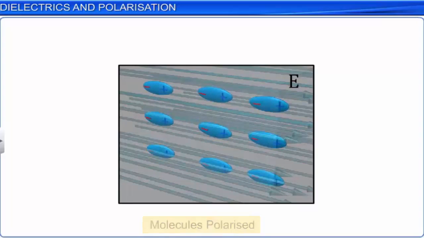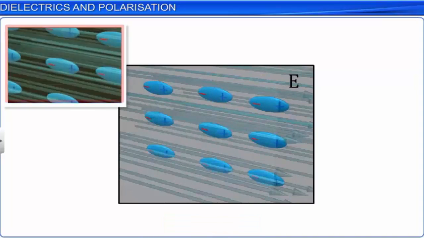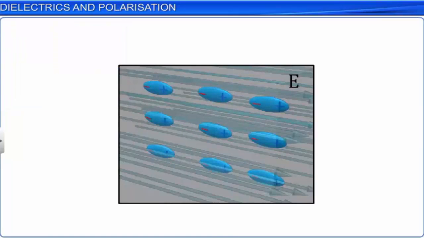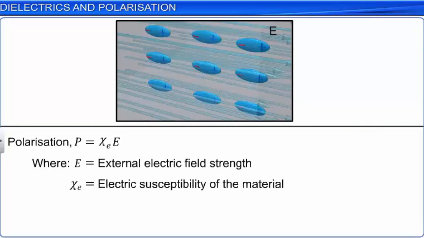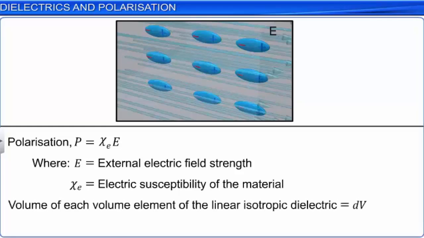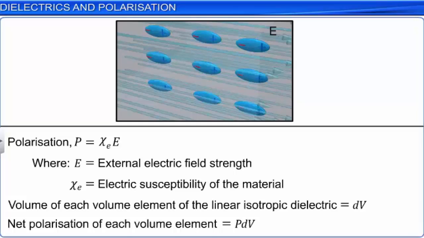Let us consider the polarization P of such materials, which is defined as the electric dipole moment per unit volume. For linear isotropic dielectric materials in a uniform external electric field, the polarization P is equal to psi_E times E, where psi_E is the electric susceptibility of the material. Now, each small volume element of the linear isotropic dielectric having a volume dV has a net polarization equal to P dV due to all the dipoles in it in the direction of uniform electric field.